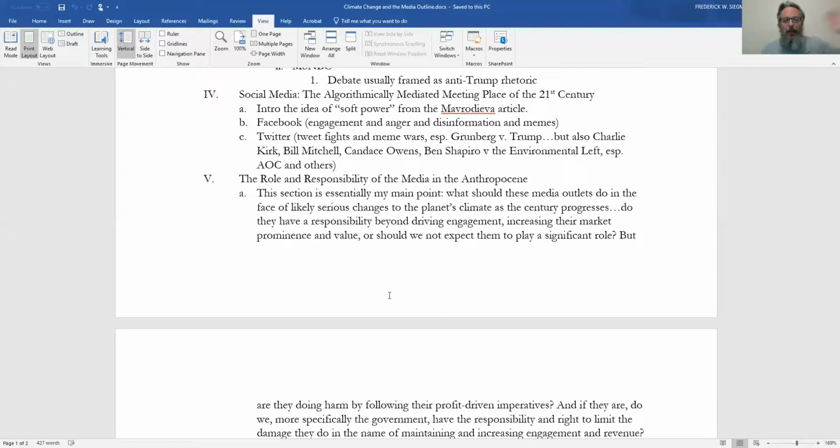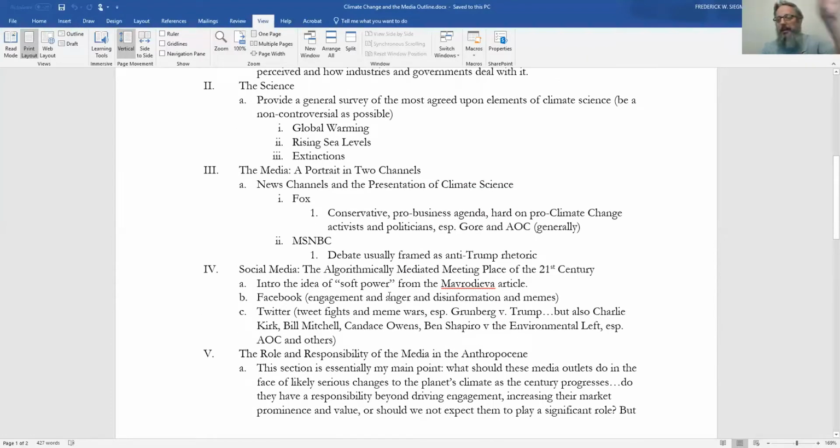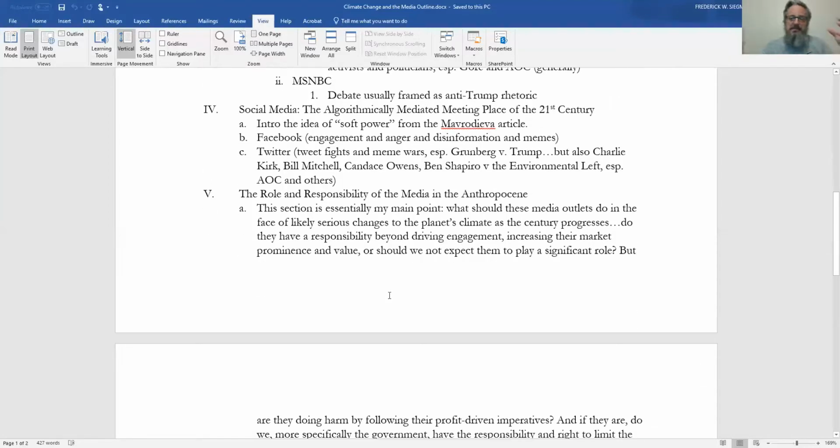Then you also have the young right, like Charlie Kirk and Candace Owens and Ben Shapiro. These are younger people on the political right, and they really attack the environmental left, especially AOC. Alexandria Ocasio-Cortez is one of their particular targets, because she's been fairly outspoken about these green things. So basically section 3 is how these two media outlets present climate change, and then section 4 is how climate change is functioning in social media.